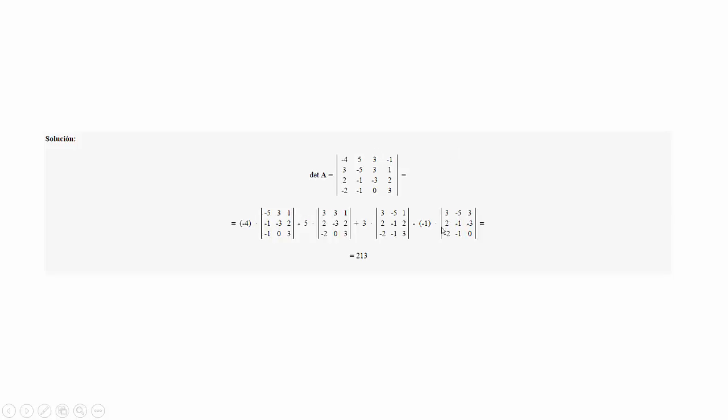And finally we are going to use the minus 1. We're going to remove this column and this row, and we have this determinant. These determinants are easier to solve. It's the same way. We have the 3, remove this column, this row, and we just have this simple determinant. The final result is 113. That is the same result that we obtained in the last exercise.